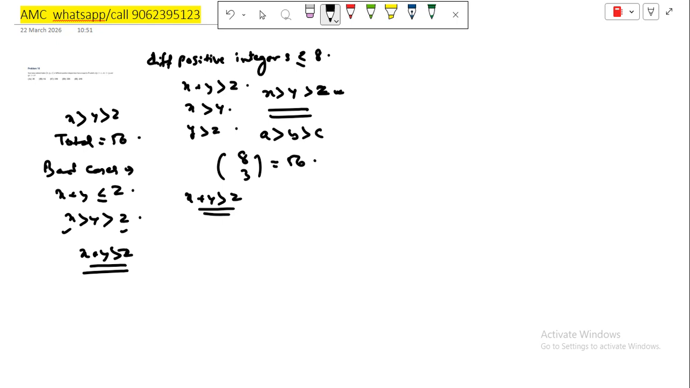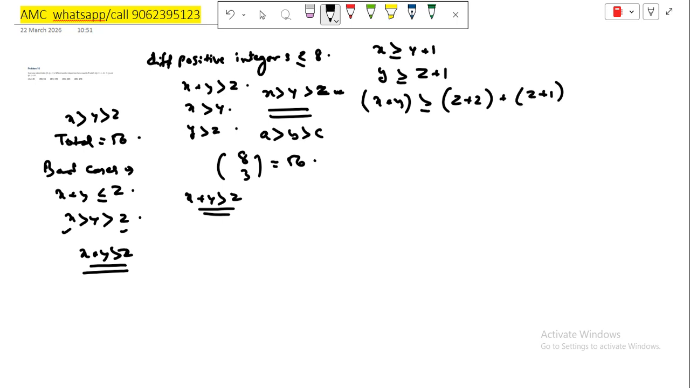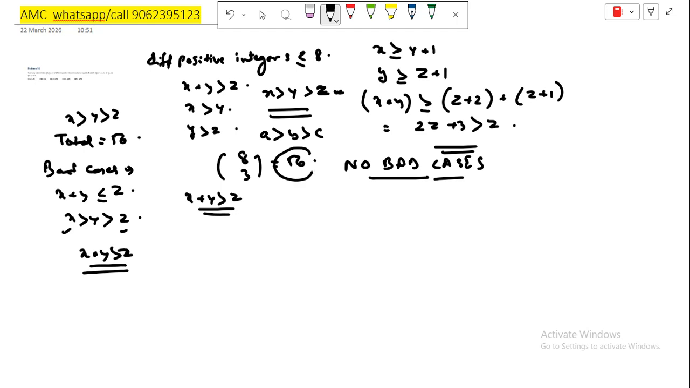Because x is greater than or equal to y plus 1 and y is greater than or equal to z plus 1, so x plus y is greater than or equal to z plus 2 plus z plus 1, that is 2z plus 3, greater than z. This is always true. Now the conclusion is no bad cases. Okay, so the final answer for this question will be 56.